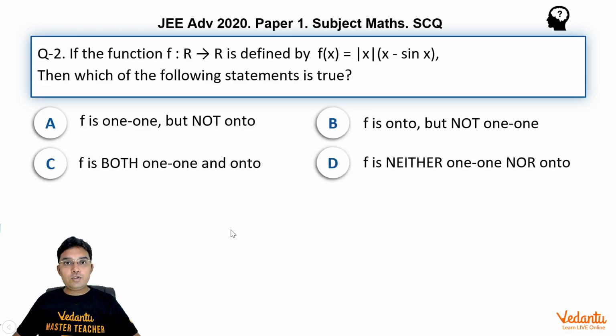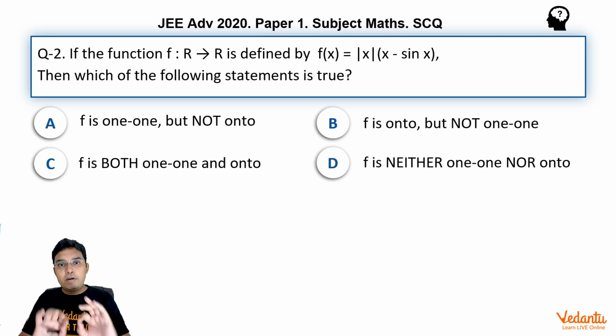I am presenting you the solutions of JEE Advanced 2020. This is question number 2 from paper 1 from the topic functions. The subtopic is types of function, where we ask you whether a function is one-one, many-one, onto or into. A very frequently asked variety of question in JEE Advanced, based on simple fundamentals. Let us see first what the question is.